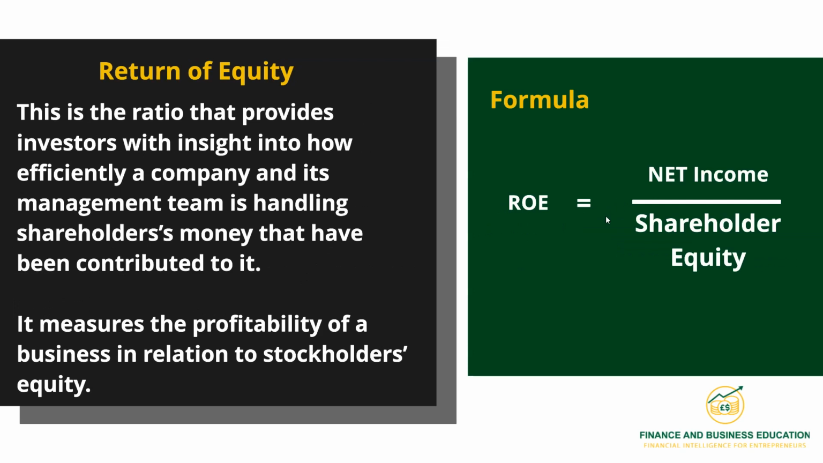ROE, return on equity, is effectively net income divided by shareholders' equity, because ultimately, shareholders want a return for the money, and this is effectively measuring the rate of return. So ROE is also a rate of return. This ratio provides investors with insights into how efficiently a company and its management team are handling the shareholders' money that has been contributed. It measures the profitability of a business in relation to stockholders' equity. So this is a very, very important ratio.